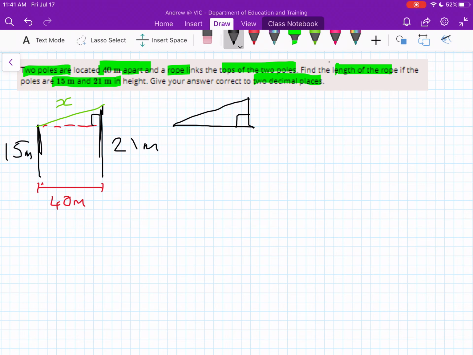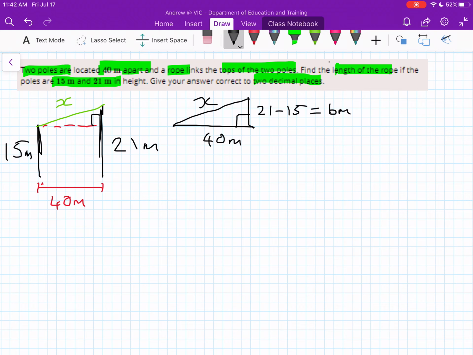Then I'm going to fill in the values I know. Down the bottom this is 40 meters, because the poles are 40 meters apart. We've got X, that's what we're trying to work out. Now we need to work out this height. Our taller pole is 21 meters and our shorter pole is 15 meters, so that height is going to be the difference between them. So this is 21 minus 15, which equals 6 meters. Now we have our information, we can use Pythag.